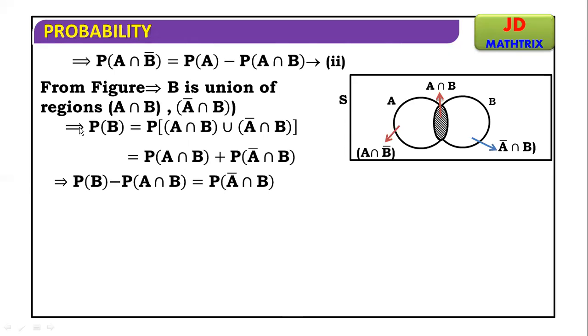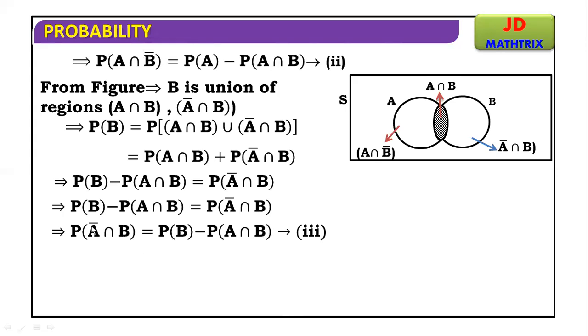That is, P of B minus P of A intersection B is equal to P of A bar intersection B. Therefore, P of A bar intersection B is equal to P of B minus P of A intersection B. Let it be equation 2.